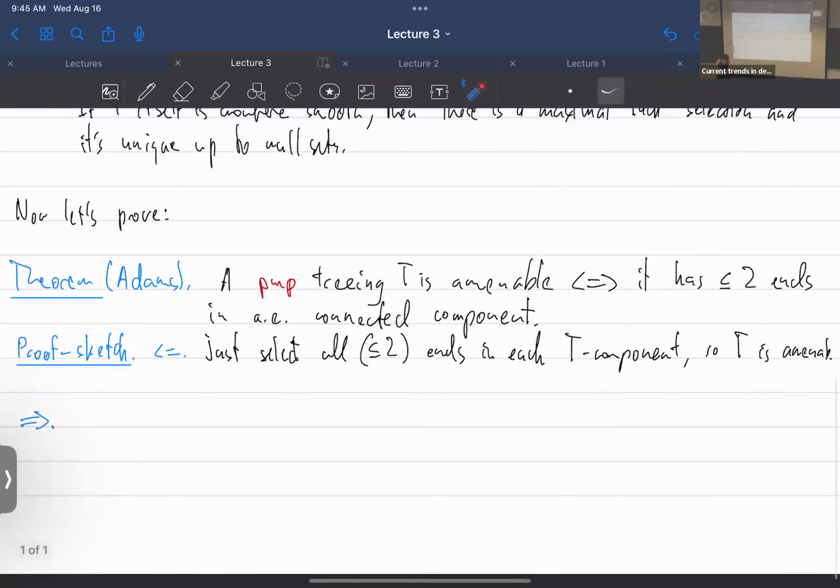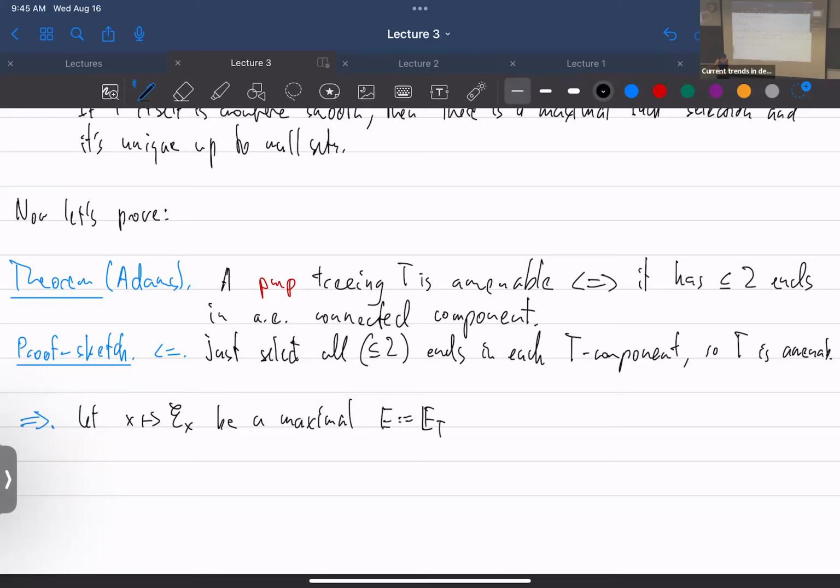Okay, so let x mapping to ex be a maximal end selection. E here is the equivalence relation produced by this T, so this is the connectedness equivalence relation of T. So let this be a maximal E invariant and Borel end selection for T.